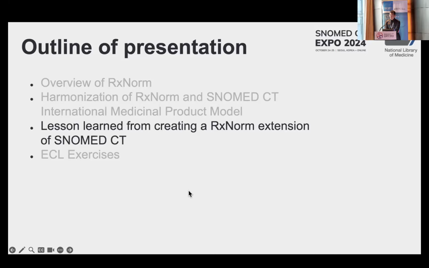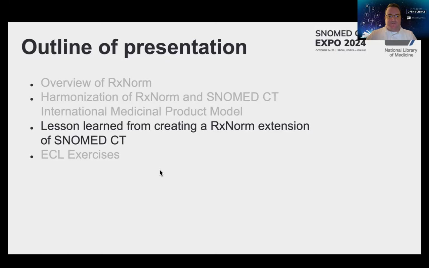Yes. Okay. Good afternoon, everyone. My name is Robert Nguyen, a medical ontology research programmer with the National Library of Medicine. Today, I'm here to present lessons learned on creating a RxNorm extension of SNOMED CT.